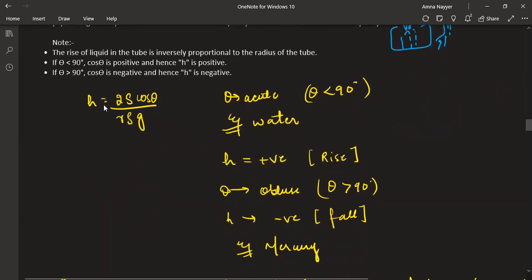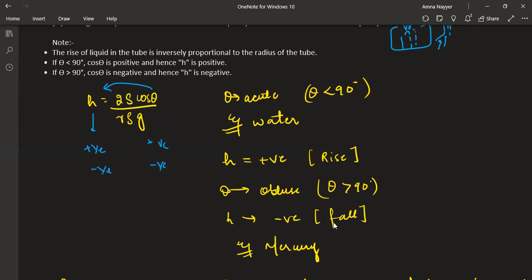Now see here, again, theta is involved: h = 2S cos theta / (r rho g), where r is the radius of the tube. So see, if your theta is acute, meaning less than 90 degrees, for example for water, you will get this term as positive. If this term is positive, you will get the height as positive. Somehow, if your theta becomes obtuse, like cos 120 degrees, that is minus half. So if this is negative, the height will also become negative.